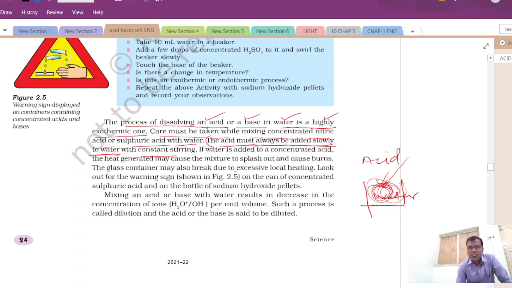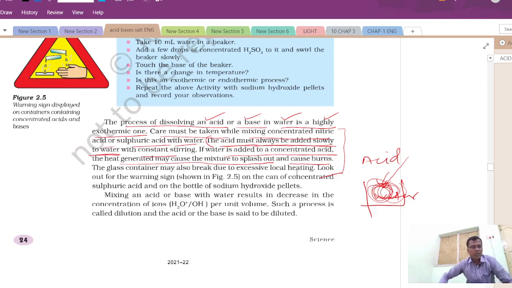So what will happen if we add the water into the acid? What will happen if we do the opposite thing? If water is added to the acid, then the heat generated may cause the mixture to splash out and cause burns. So care must be taken, and this question has also been given in the sample paper. What is the actual process? We have to add acid into the water, not the water into the acid, with constant stirring.